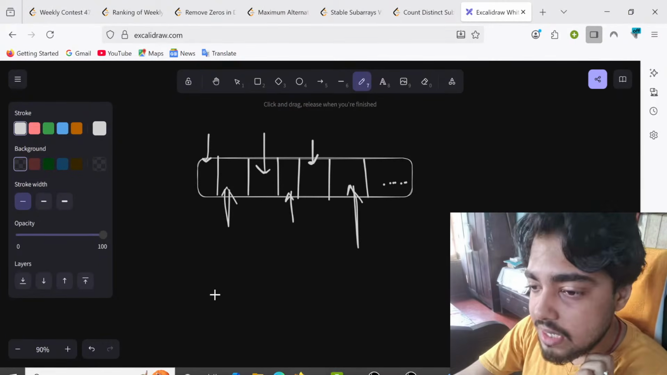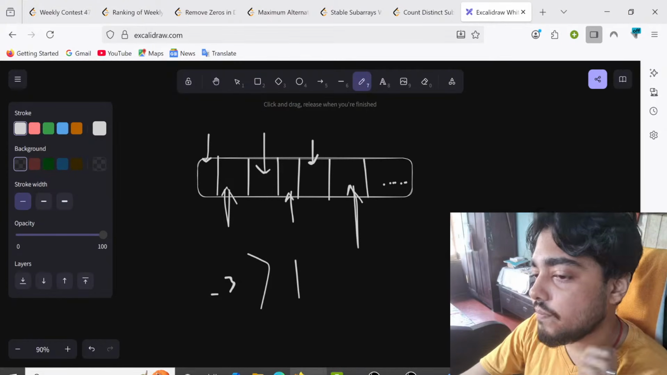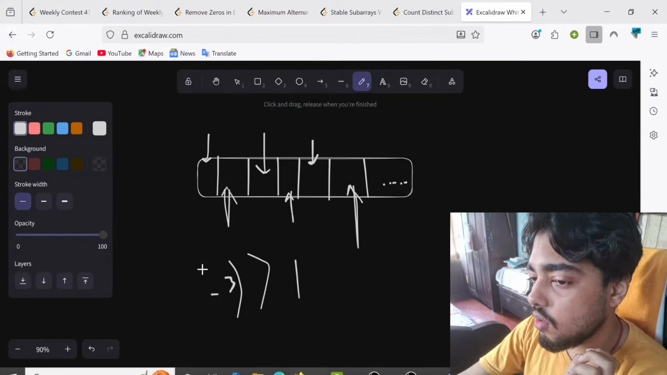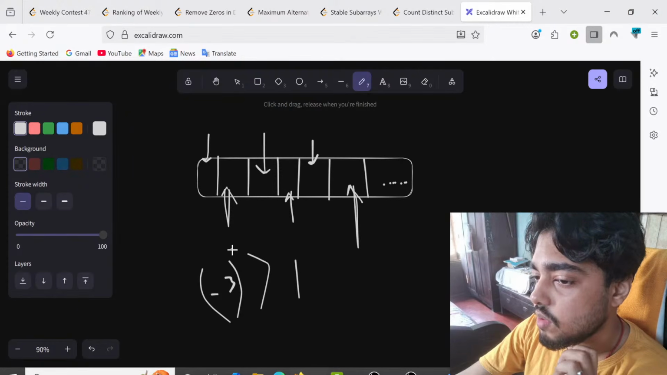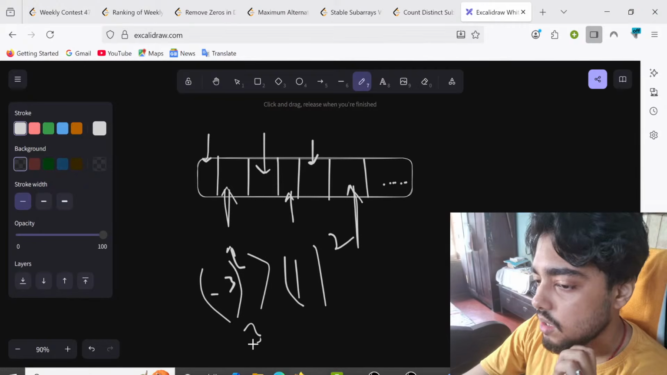Which means that minus 3 is greater than 1. Okay, it is not, but why is it greater? Because we are going for minus 3 whole square and 1 whole square, which is greater. Minus 3 whole square is nothing but 3 square. So we have to remove the negative signs over here.